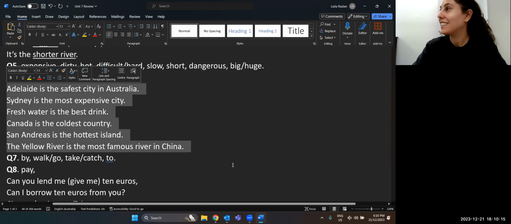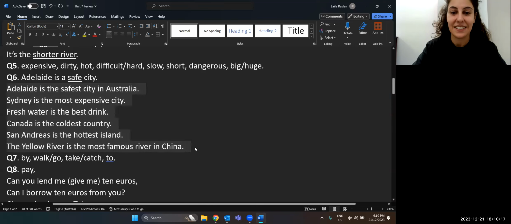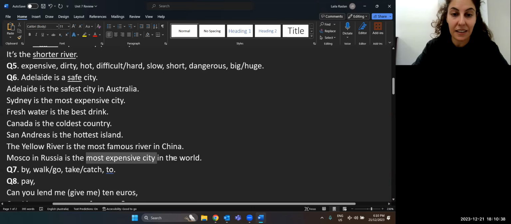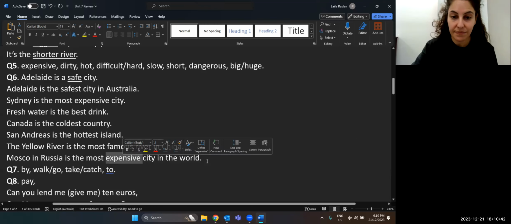Yeah, in Russia. Moscow in Russia is the most expensive city in the world. Good. So you're comparing it to many places. You said in the world. So we used a long adjective. Good.